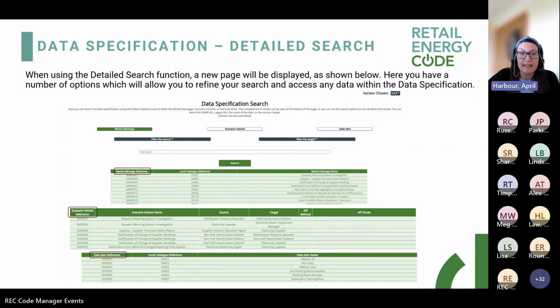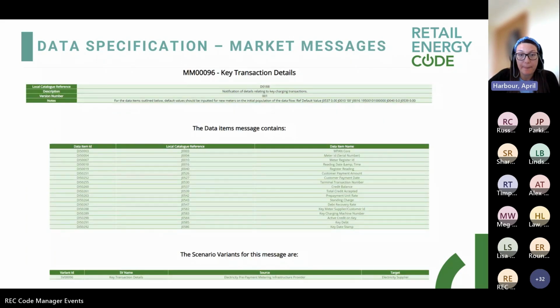So what we're going to do is take a walk through of each of these relevant items, starting off with market messages. If we could just move to the next slide, please. Okay, here we have an example of the market message page that's displayed. We've chosen a pretty random one here. We happen to be looking at market message 00096, which is the key transactions details message and flow.